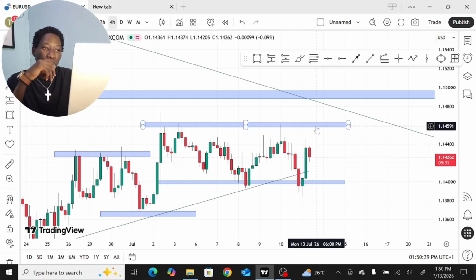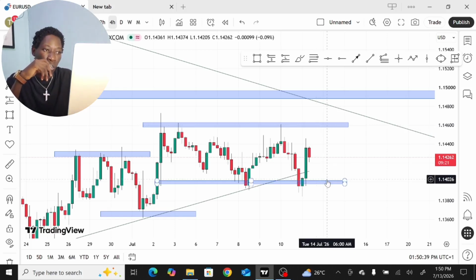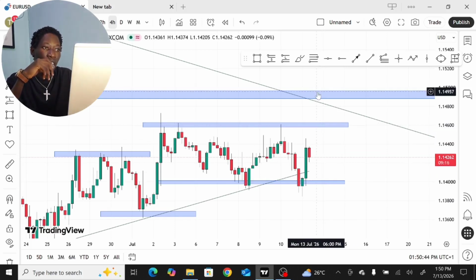So if you get to this particular level, then you decide depending on your entry strategy. It depends on the character of the market. If it gives a change of character at this point here, the market would most likely start selling towards the downward side. But if it breaks this structure, this is the level it's coming to.